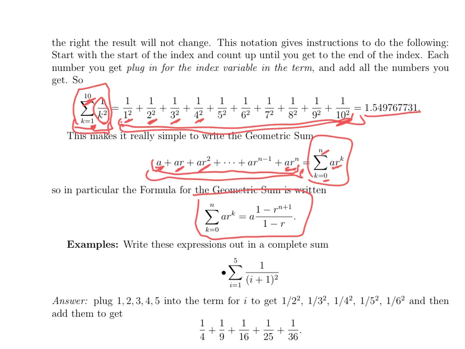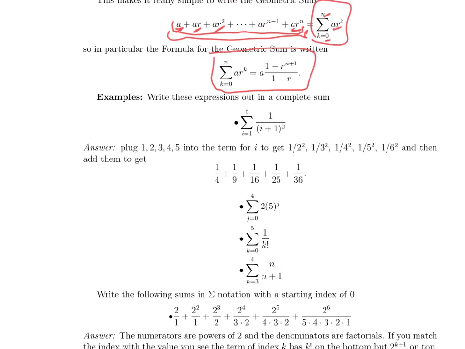Okay, so here's some examples for you to get used to this. The sum from i equals 1 to 5 of 1 over (i plus 1) squared, that's how I would say it out loud. To expand that, you plug in each number value of i from 1 to 5, so 1, 2, 3, 4, 5, into the term to get 1 over (1 plus 1) squared, or 1 over 2 squared. Then you get 1 over (1 plus 2) squared, which is 1 over 3 squared, all the way up to, when i is 5, you get 1 over 6 squared, and then you add these up.